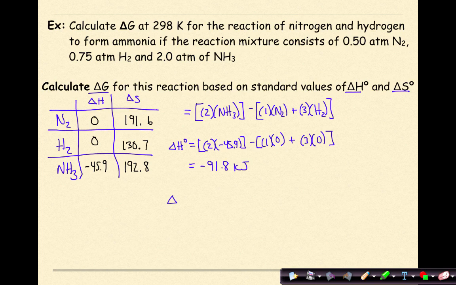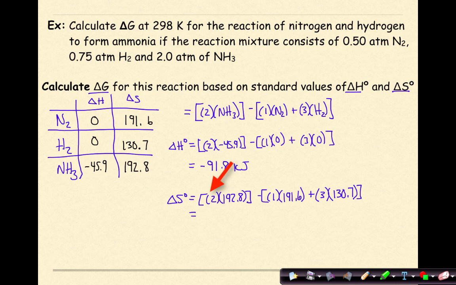Now what I'm going to do is calculate my delta S at standard state. Here's my work for calculating delta S at standard state. Again, I'm starting out with 2 moles of my ammonia. The delta S value at standard state for ammonia is 192.8. I'm going to subtract that from the standard state of nitrogen, which is 191.6, and hydrogen, which is 130.7. When I calculate my delta S at standard state, I get negative 198 joules per Kelvin.